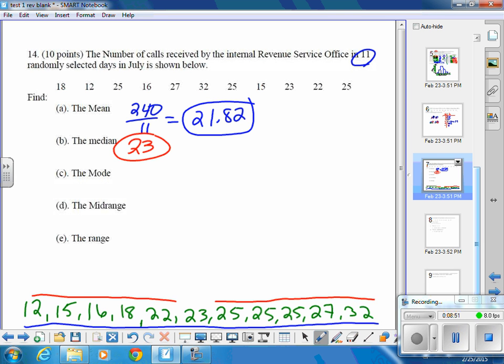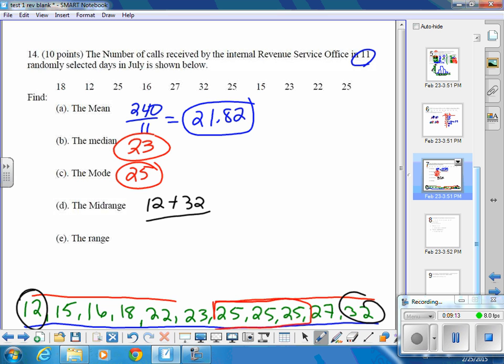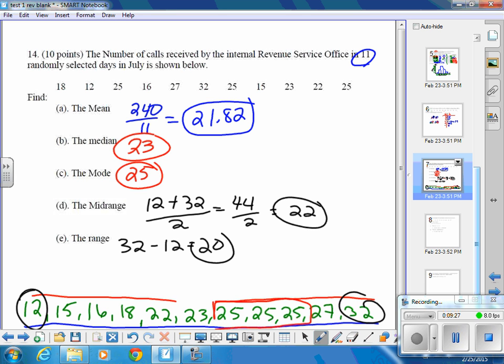The mode is which one appears the most. As I see here, I have 3 25s. That's the popular one. And the mid-range is your lowest number and your highest number added together and divided by 2. So 12 plus 32 divided by 2, which is 44 over 2, which is 22. And then last but not least, the range is the highest and lowest subtracting. So 32 minus 12 is 20. That's my range. So that's how you would compute this for this type of data set, all by hand.